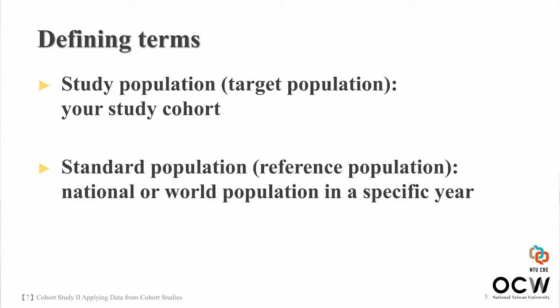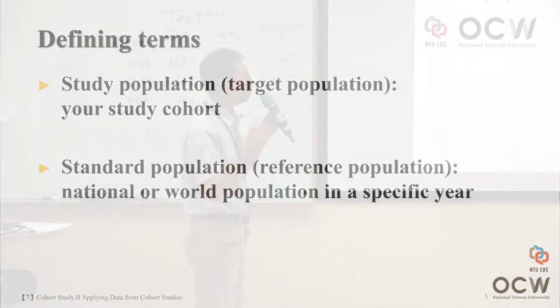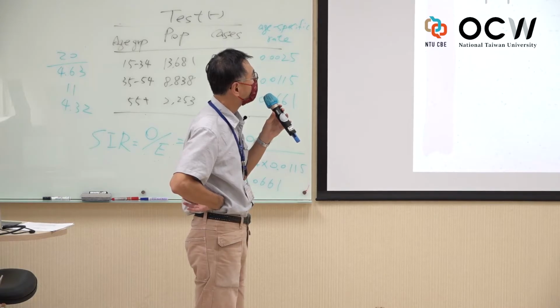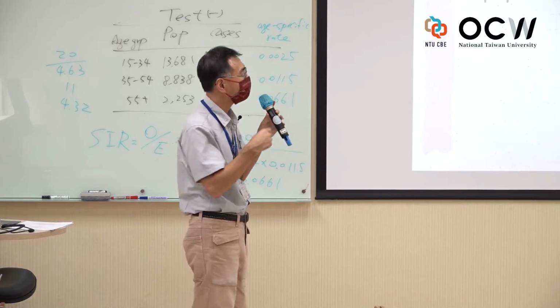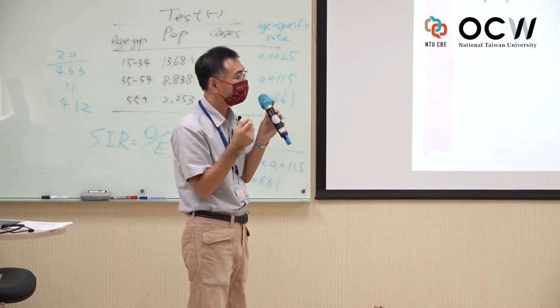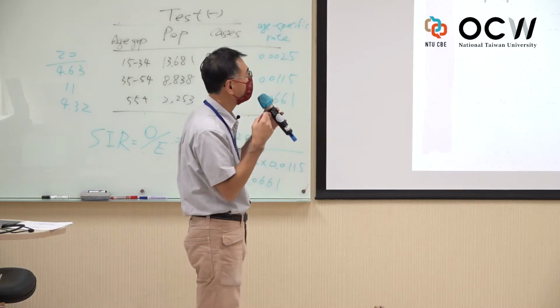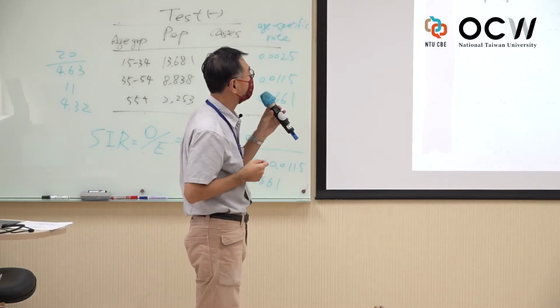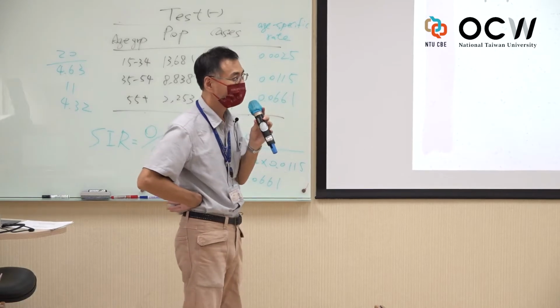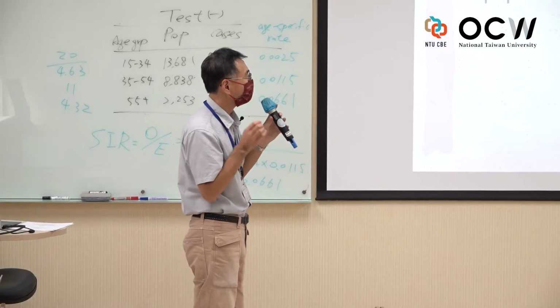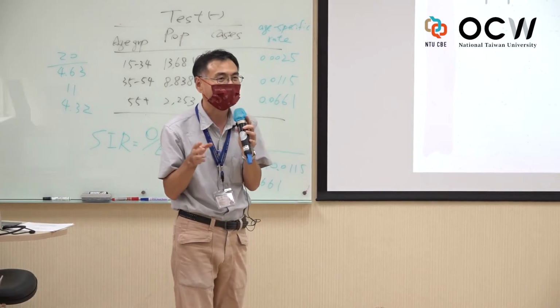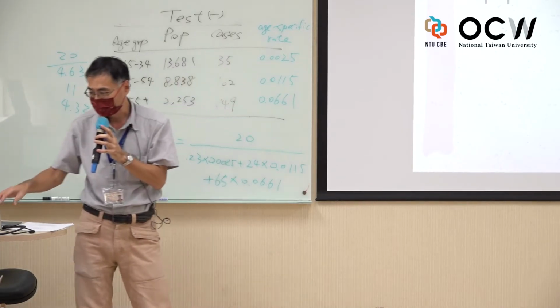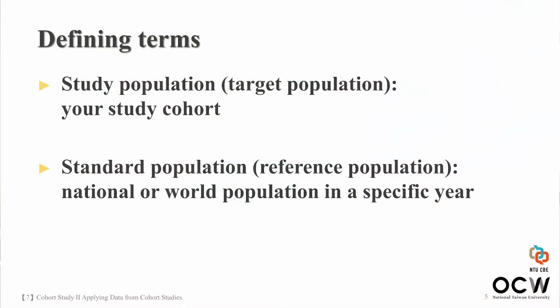Study population or so-called target population. Both of them make sense to me. But in social science, people might prefer to use target population, while in epidemiology, medicine or public health, we might use study population more. But they mean the same thing. They are your study cohort, the cohort you are working on for your research. Okay. And standard population or so-called reference population, both of them are pretty widely used by people from different disciplines.